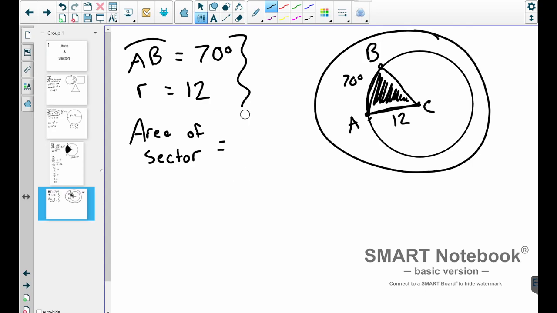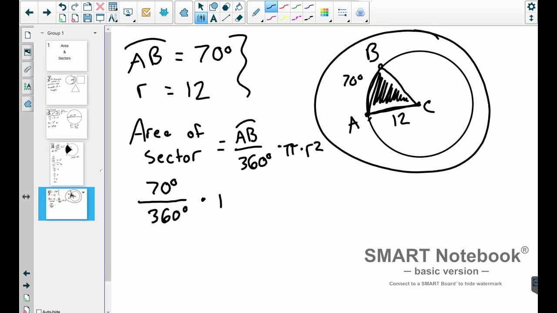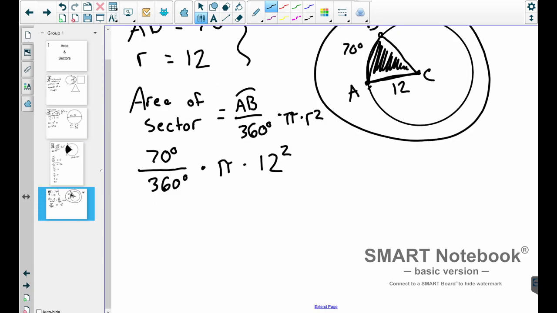So we remember back to that formula, we know the area of our sector is going to be equal to AB over 360 degrees times pi times our radius squared. Okay, well, we can start plugging stuff in. We know that AB is equal to 70 degrees. So 70 degrees divided by 360 degrees times pi times our radius squared, which is 12. Get that square.